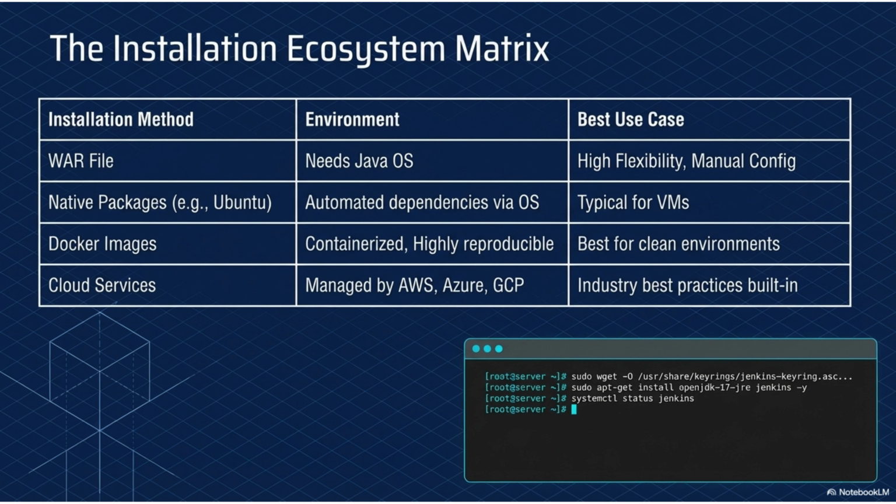Slide 5: Installation options. Jenkins can be installed in multiple ways, using a WAR file, native packages, or Docker containers. Docker provides consistency and easier setup. Cloud deployments help with scaling.